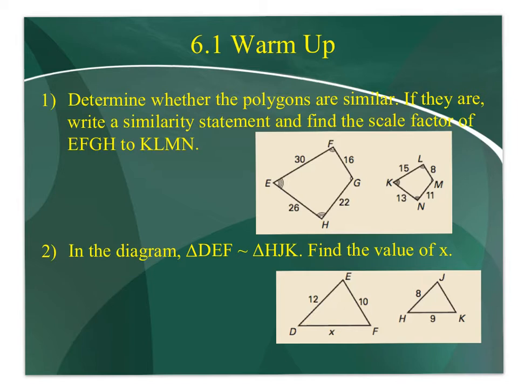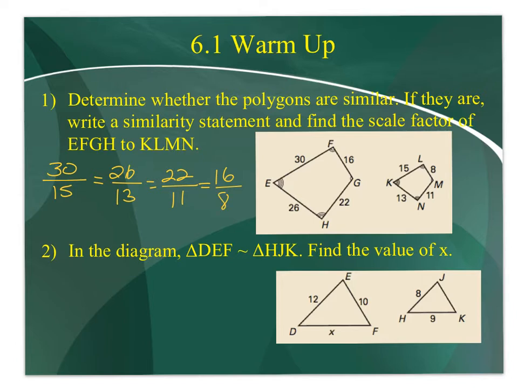So if I went in order from like largest side, the largest side in the first one is 30. What's the largest side in the second one? 15. Okay. And then that needs to be equal to, let's go down in order. The next smallest would be 26, would go over which one? 13. 22 should go over 11. And then 16 should go over 8.